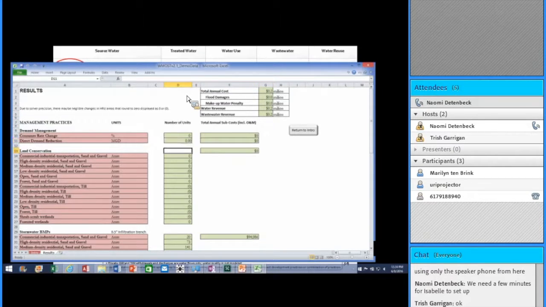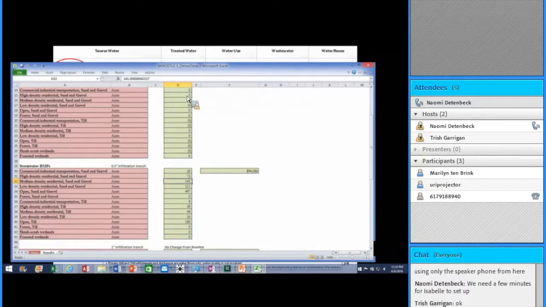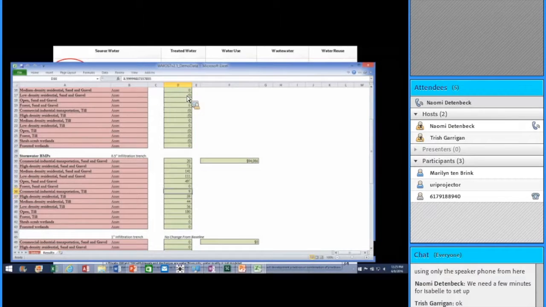So if we go down, we see that the various management practices that are possible in the model are listed. A lot of them are zeros, and that simply means they weren't selected. Some values are close to zero, and they're basically just rounding errors. But on the stormwater BMP, it did select a half-inch infiltration trench as a way to recharge our aquifer and provide the basis for meeting our stream flow targets.